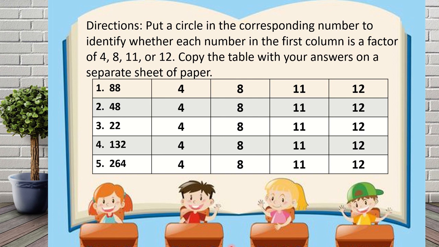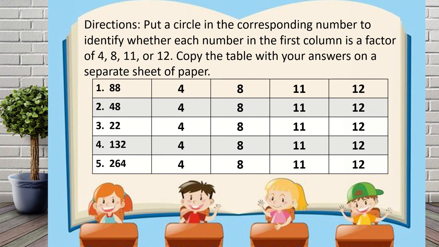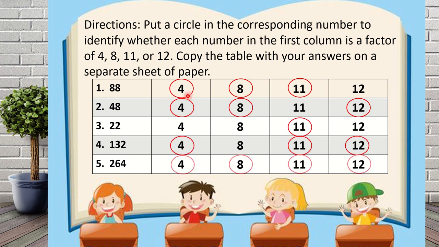Are you done, kids? Okay, very good. You are so fast. Okay. For number 1, 88, it is divisible by 4, 8, 11 only, but not 12. For number 2, which is 48, it is divisible without remainder by 4, 8, and 12. For number 3, which is 22, it cannot be divided by 4, it cannot be divided by 8, but it is divisible by 11. And it cannot be divided by 12. So the answer is only 11 here.